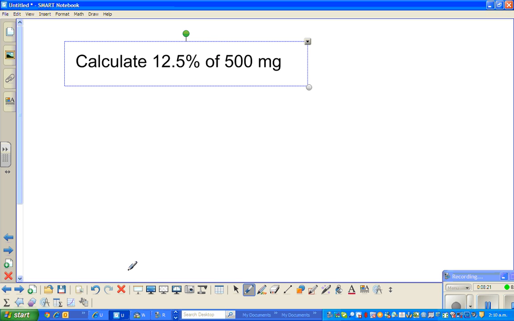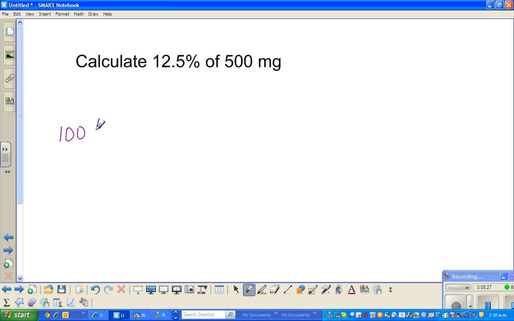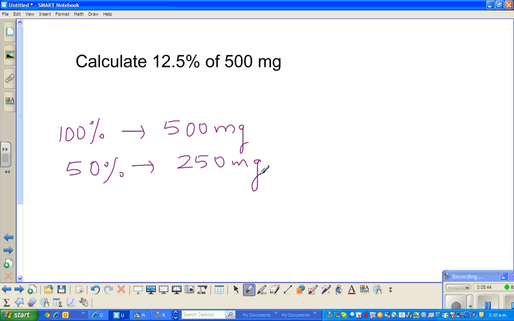Okay, 12.5%. So let us start from 100%. 100% of anything is that thing. So 100% here in this case is 500 milligram. Let me write milligram. So 50% is half of this, that is 250 milligram. Then 25% is again half of this. So half of 200 is 100, and half of 50 is 25. So it's 125 milligram.